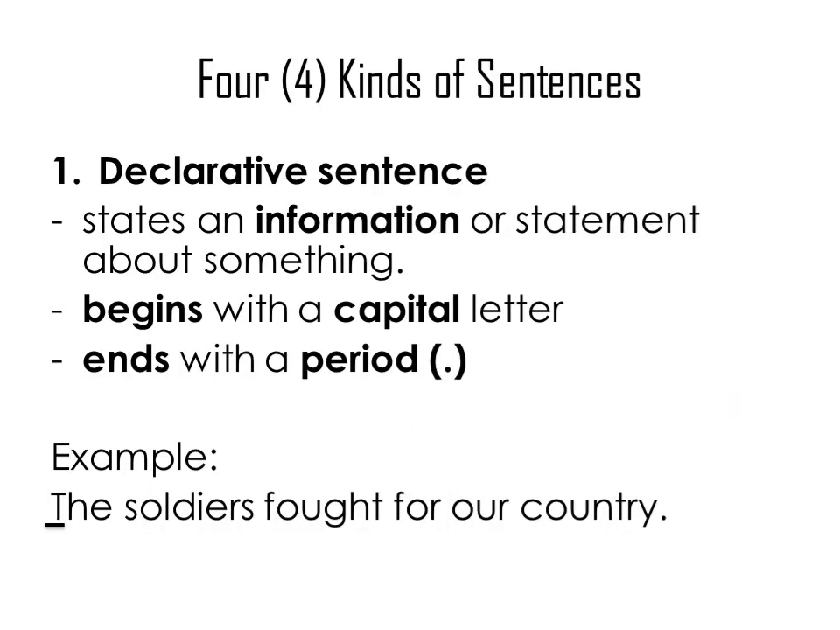So now, we need to learn about the 4 kinds of sentences. So the first one is declarative sentence. So it states an information or statement about something. It begins with a capital letter and ends with a period. Okay? Example, the soldiers fought for our country. And look at the underline there.